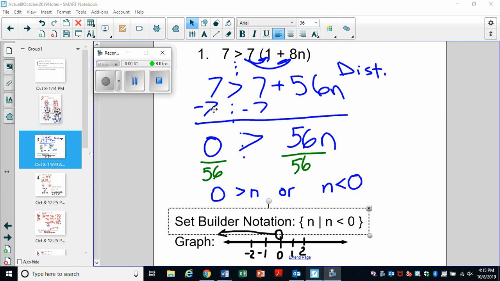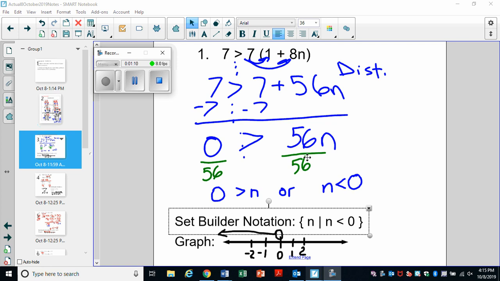And as a result, 7 minus 7 is 0. And 7 minus 7, this term on the right side just goes away, and we bring down the 56n. So we have 0 is greater than 56n. Now the way to get n by itself, divide both sides by 56. And that's okay, because 0 divided by any number, you still get 0.